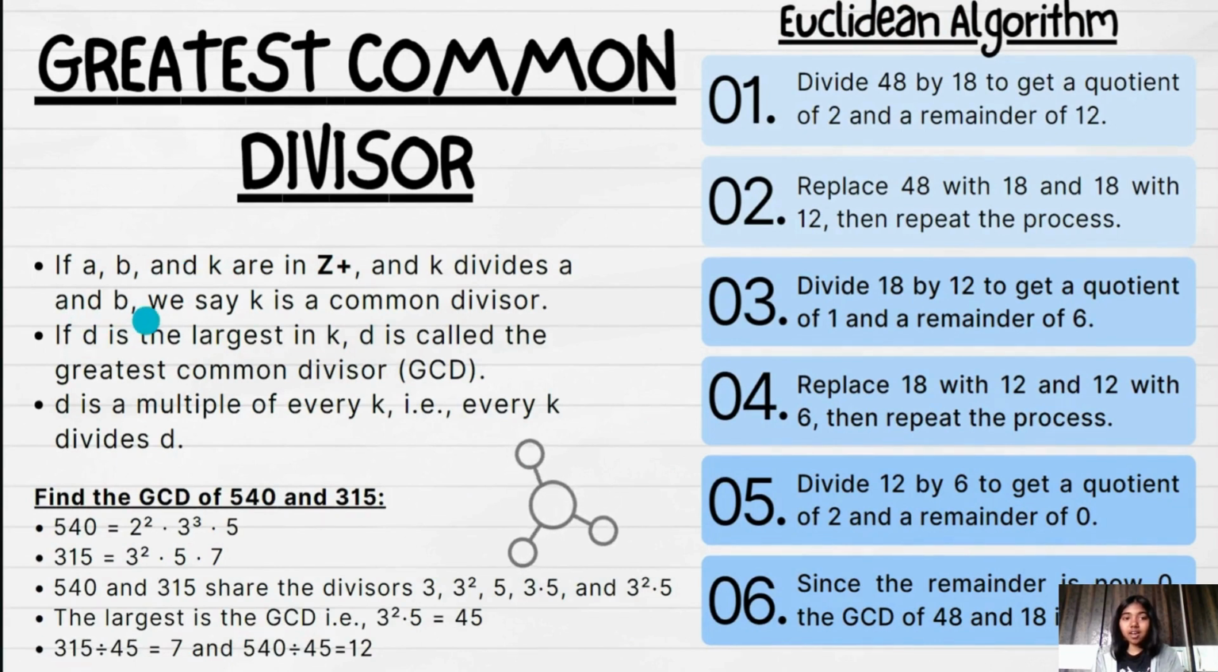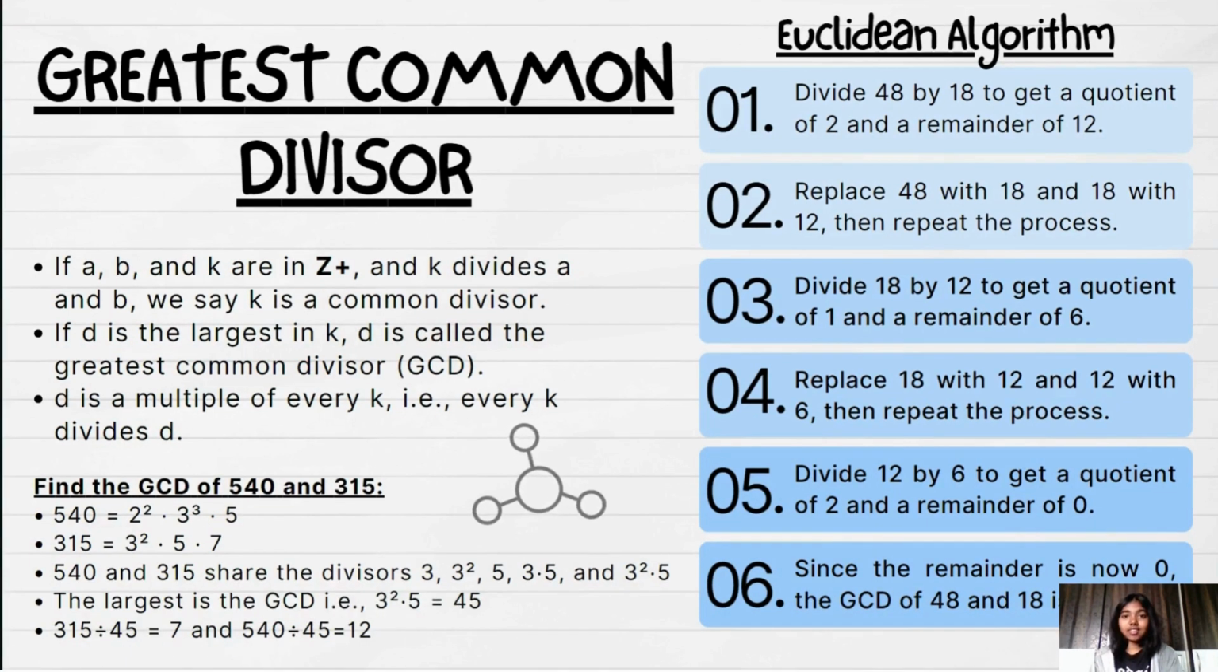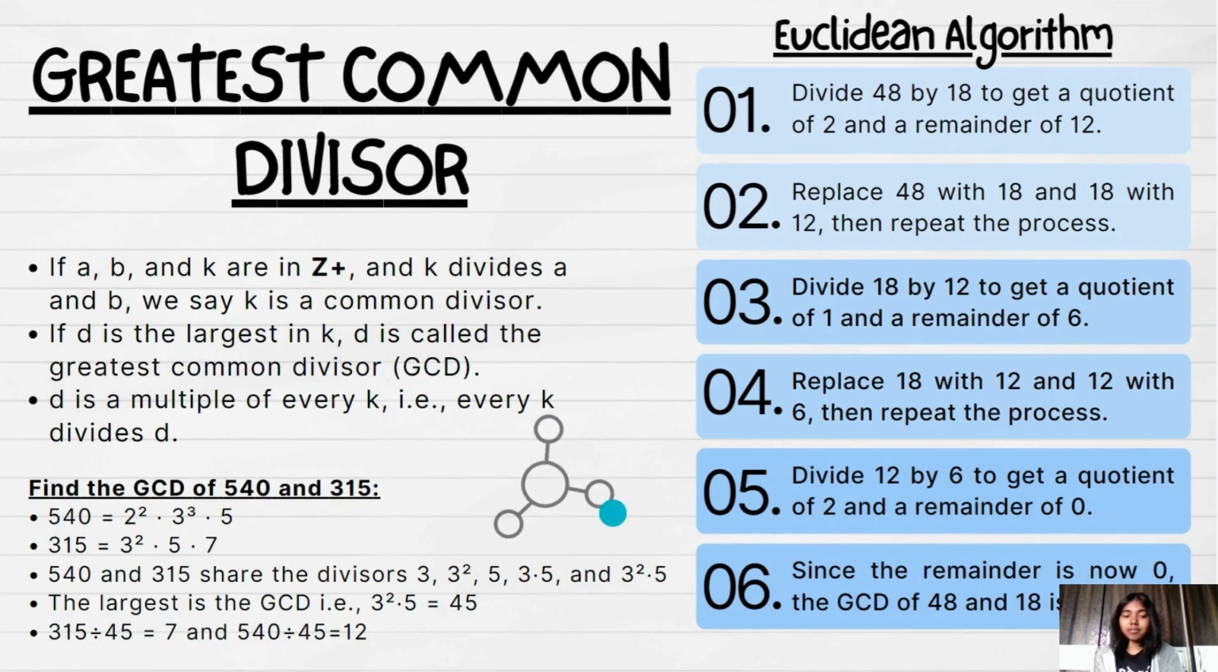If a, b and k are integers and k divides a and b, we say that k is a common divisor. Let us assume k as a set of integers that divides a as well as b. If d is the greatest in k, d is called the greatest common divisor. There are several methods to find GCD of two numbers, including Euclidean algorithm, prime factorization, and using a GCD calculator. This is an example of finding GCD using prime factorization, and this by Euclidean algorithm. For better understanding, let's see a short clip for the same.